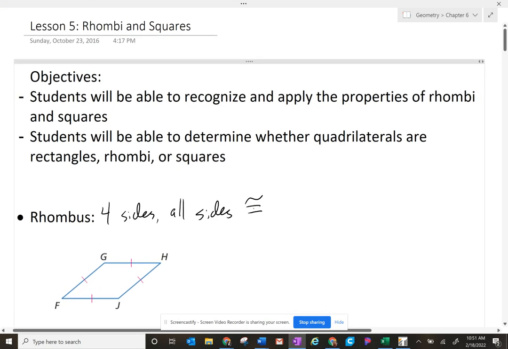So lesson 5. Stuff for today is going to be rhombi and squares. So rhombi means a rhombus, more than one. So anyway, that's the stuff we're doing today. We're dealing with rhombuses, rhombi, and squares.